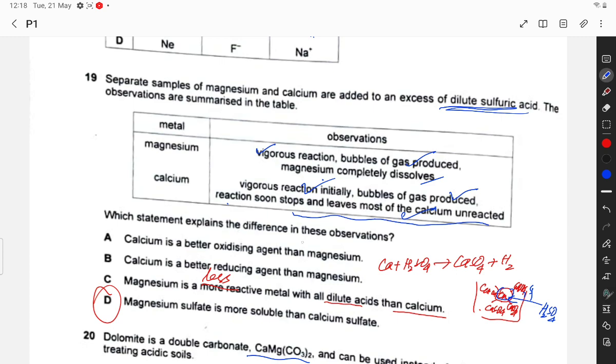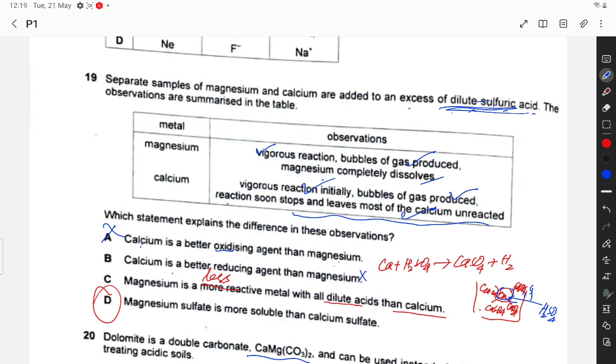Which statement explains the difference in these observations? Calcium is a better oxidizing agent than magnesium. Both are metals, so both are good reducing agents. Calcium could be a better reducing agent. So that's why it is incorrect. Calcium is a better reducing agent than magnesium. Yes, calcium is a better reducing agent than magnesium, but here the reaction is with an excess of dilute sulfuric acid. So that's why it is also incorrect.